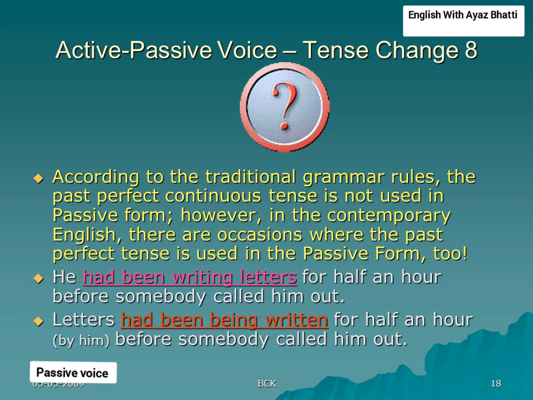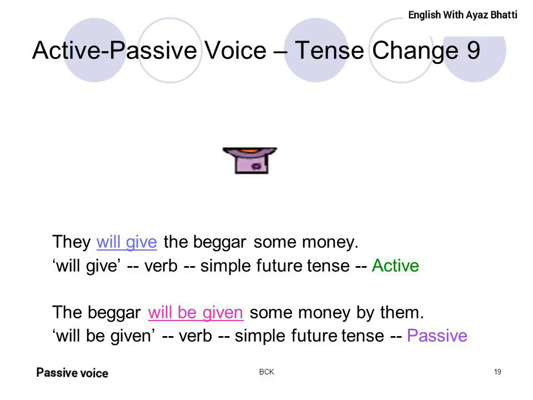Active passive voice, tense change 9. They will give the beggar some money. Will give, verb, simple future tense, active. The beggar will be given some money by them. Will be given, verb, simple future tense, passive.